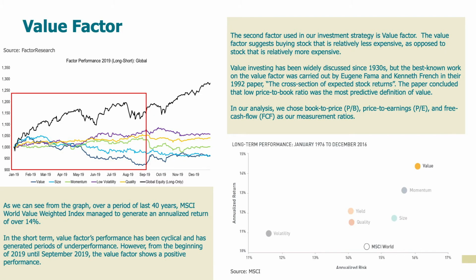The second factor used in our investment strategy is the value factor. The value factor suggests buying a stock that is relatively less expensive as opposed to a stock that is relatively more expensive. Value investing has been widely discussed since the 1930s, but the best known work on the value factor was carried out by Fama and French in their 1992 paper, The Cross-Section of Expected Stock Returns. The paper concluded that low price-to-book ratio was the most predictive definition of value.